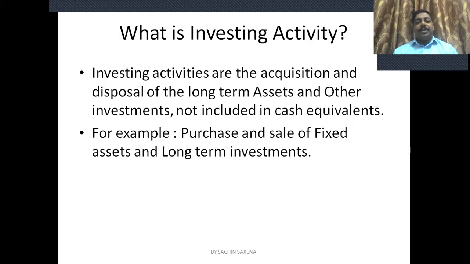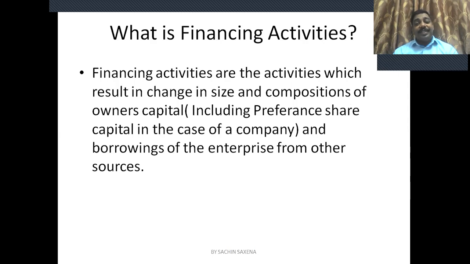For example, purchase and sale of fixed assets and long-term investments. We usually take these two into our investing activity. So when we purchase assets or investments, or when we sell assets or investments, it is considered as our investing activity. And while doing our cash flow statement, we include all these activities into our investing activity column. Understand, I hope.